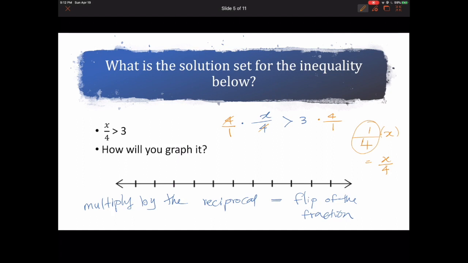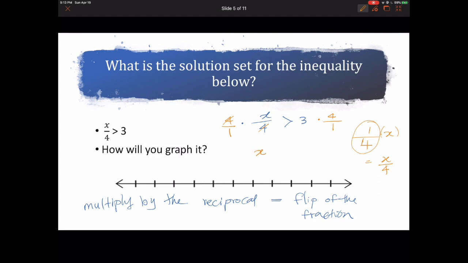4 cancels 4. That is the main objective here, to isolate the variable, which means remove everything that is extra attached to the variable. In this case, 1/4 is attached to x, so I don't want that. I want to have the variable by itself. So on this side, I have what I want.